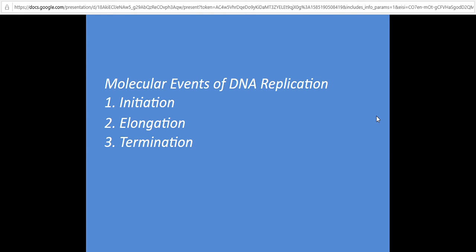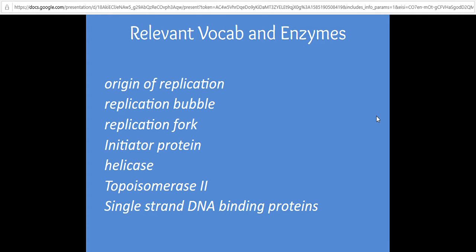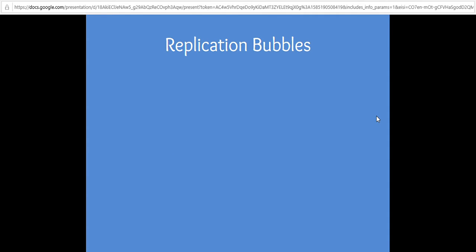In this lesson, I will be talking about the first of the molecular events of DNA replication, which is initiation. Some vocabulary and enzymes related to initiation are as follows. I'm not going to be talking about them individually right now, but I will explain them as we go along. Before a DNA can be copied, several things need to happen that allow for effective replication.